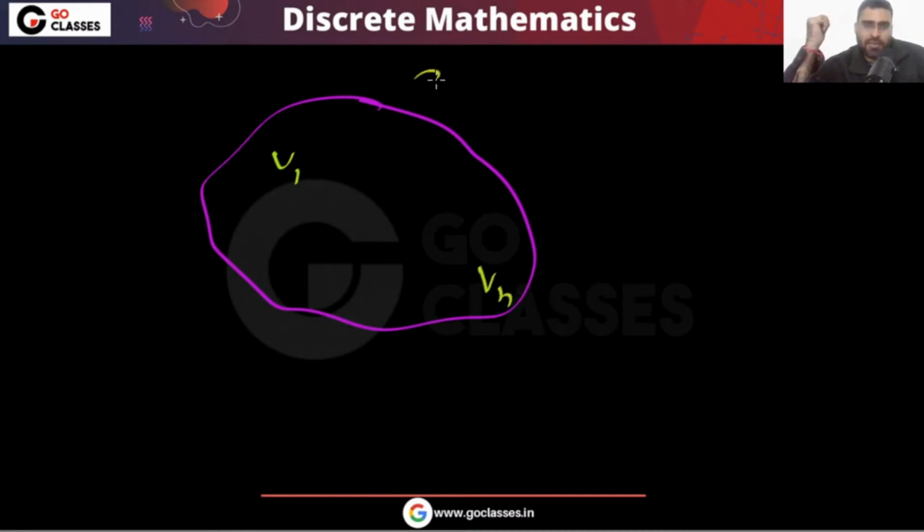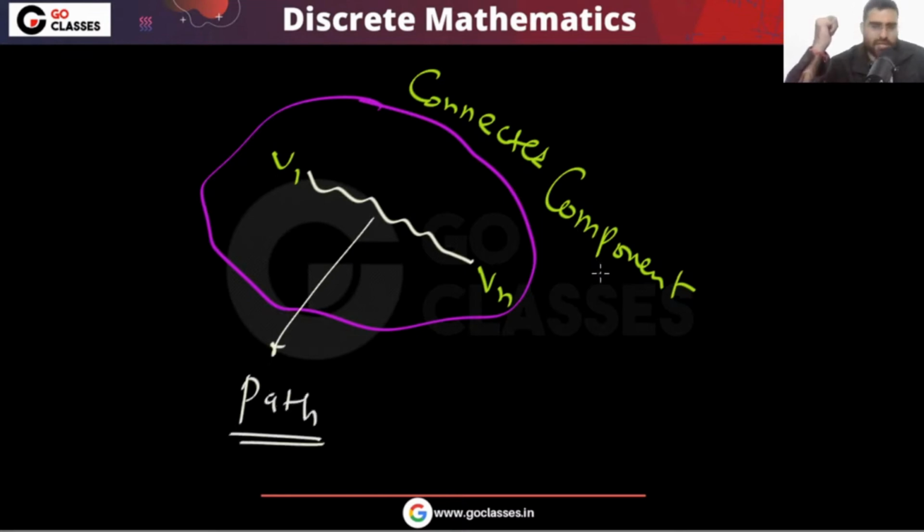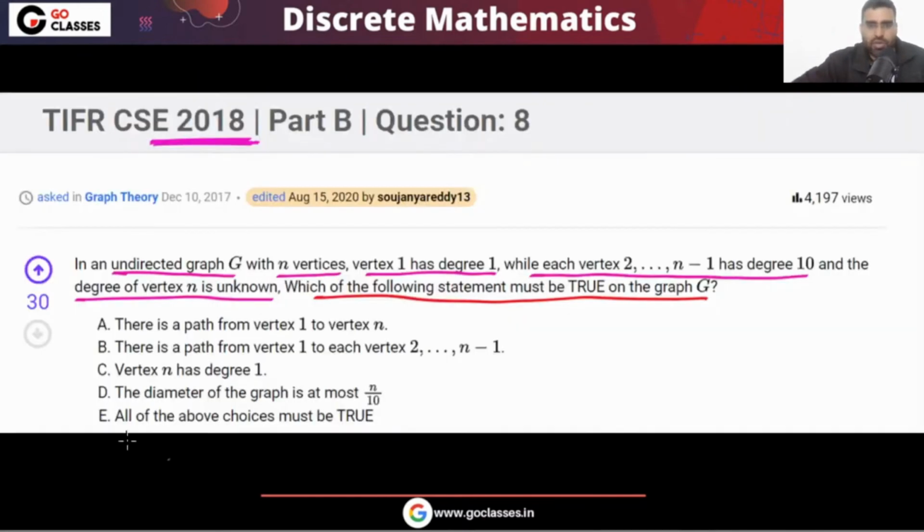If they are in the same component, then by the definition of component, what will happen? By the definition of component, there is a path. So there will be a path between them. Finally your answer will be that there is a path between these. So this statement is correct. There is a path. This is correct.